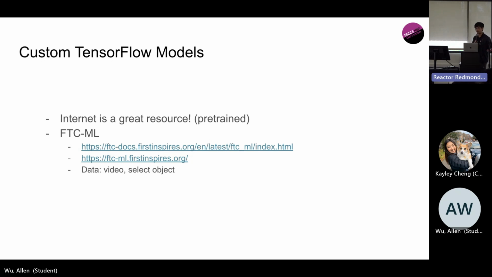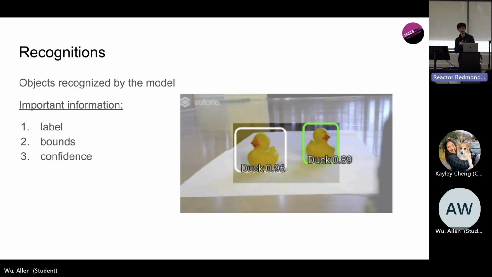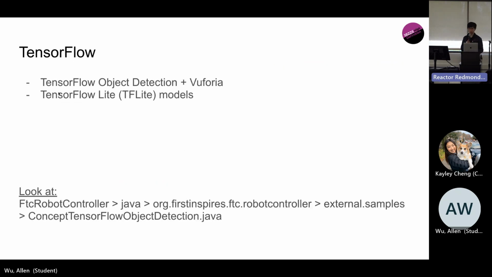So for custom TensorFlow models, the first point I want to make is that the internet is a great resource. There are definitely a lot of custom TensorFlow models out there. Not all of them will be compatible with the FTC TensorFlow object detector, which is a very big thing I want you guys to remember, because there are just a lot of things that aren't compatible. For example, these have to be TensorFlow Lite models, which is a very specific type of model. It's relatively lightweight, so the control hub, which is not a very powerful computer, will be able to run it easily.